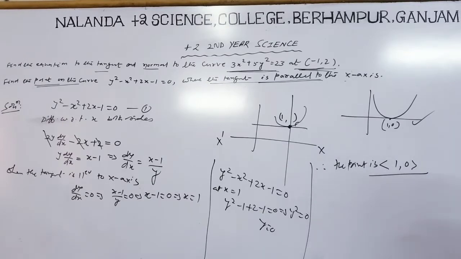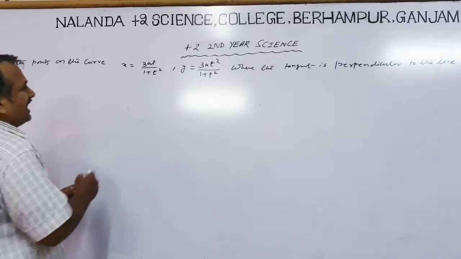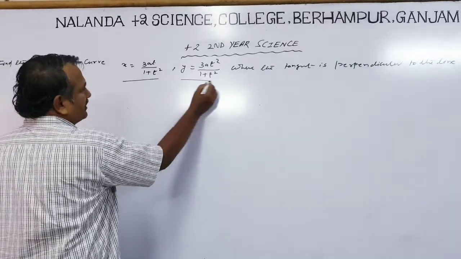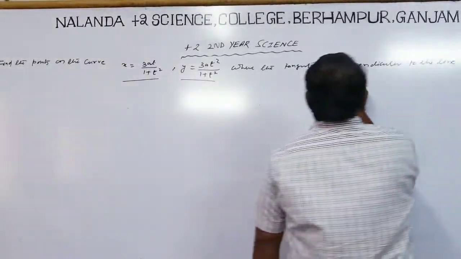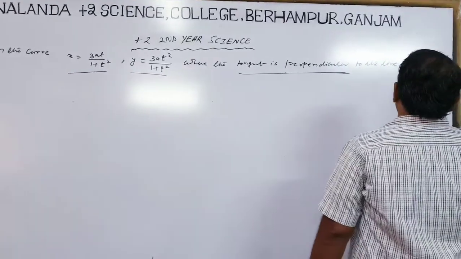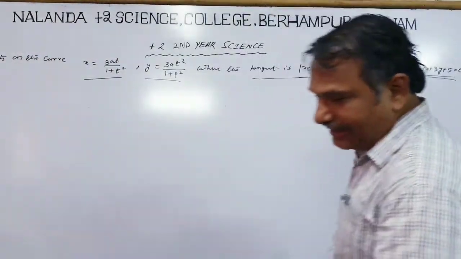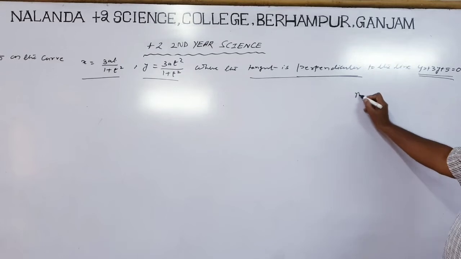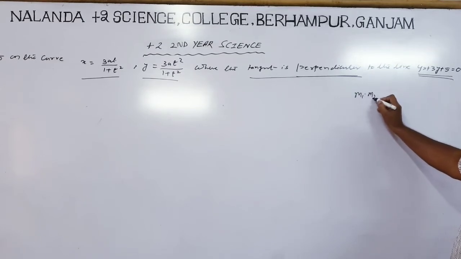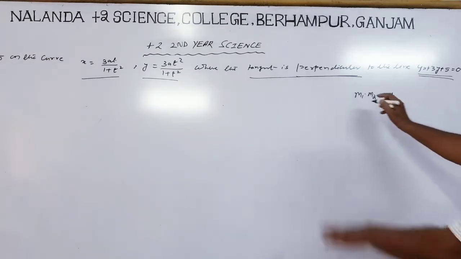Okay. Now the next example. This is another problem. Now find the point on the curve. The curve is given in parametric form, where the tangent is perpendicular to the line. So the tangent is perpendicular to the line. That means m1 into m2 equal to minus 1. This is the condition. Okay. So m2 equal to minus 1 by m1. This is the perpendicular condition.